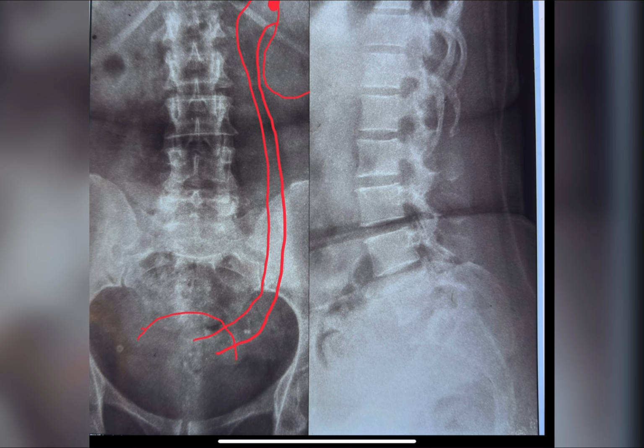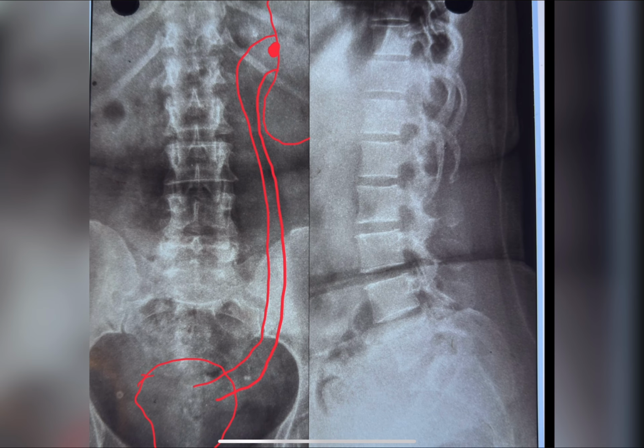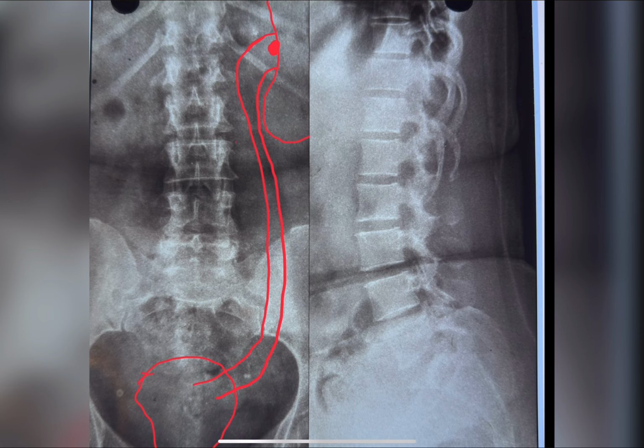Over here, it is going to fuse with the urinary bladder. This is where the urinary bladder is located. You can see that the earlier part of the ureter is getting dilated up to the lower pole of the kidney. This dilated ureter we call the renal pelvis.